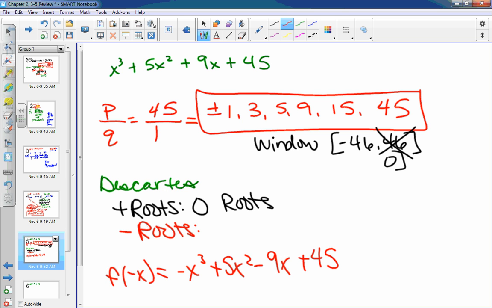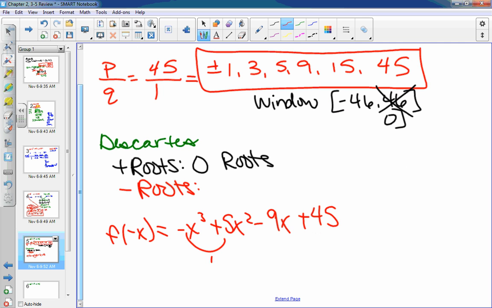Now, I need to count my sign changes again, right? So I'm going to have 1, 2, 3 sign changes. So how many possible negative roots am I going to have? 3 or 1. Why am I getting the 1? I have to subtract 2, okay?